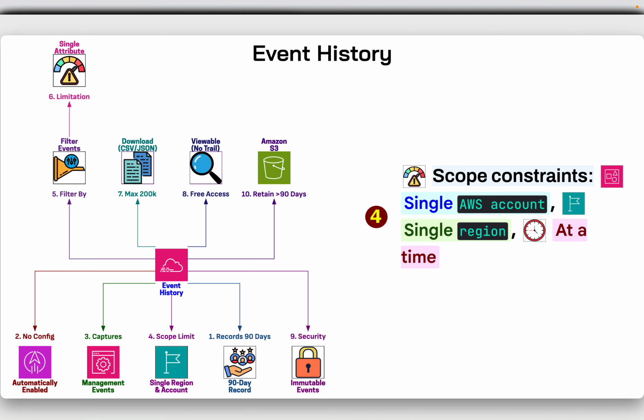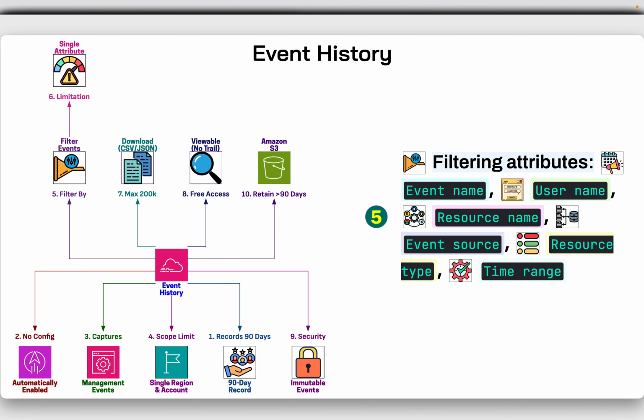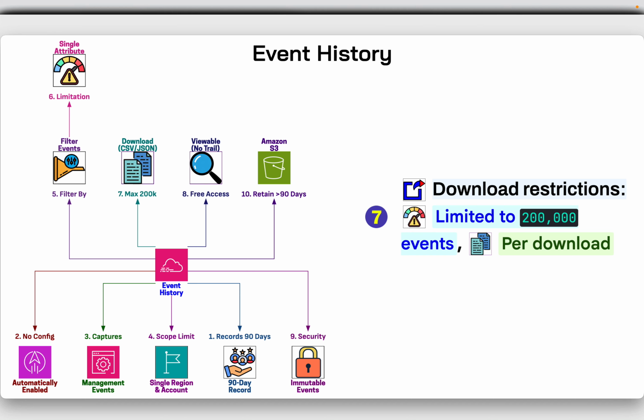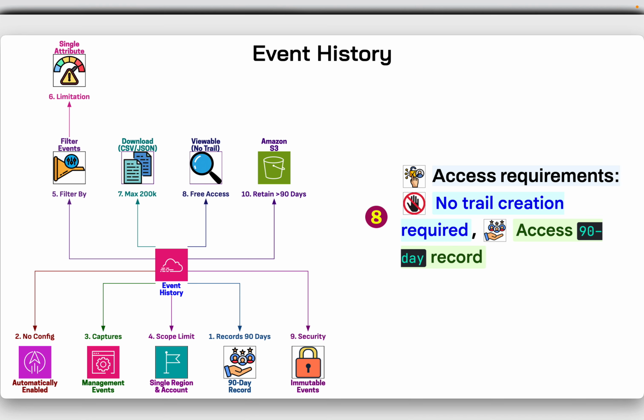Event history is limited to a single AWS account and a single region at a time. You can filter event history by event time, username, resource name, event source, resource type, or time range. Event history cannot filter on multiple attributes simultaneously in the console. Downloads from event history are limited to 200,000 events per download.